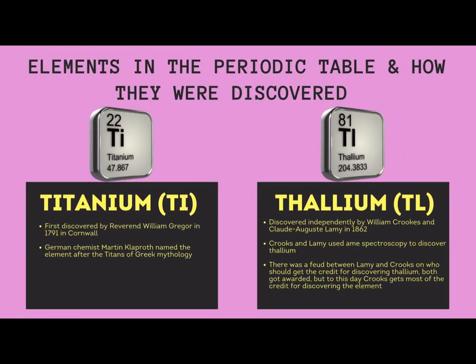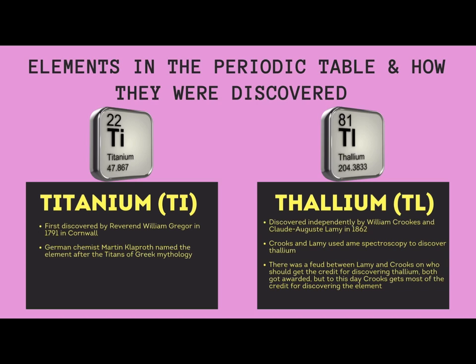Number 4. Titanium. It was first discovered by Reverend William Gregor in 1791 in Cornwall, after recognizing the presence of a new element in ilmenite in black sand in a stream. He noticed that the sand was attracted by a magnet, and soon found out that it contained two metal oxides, iron oxide and another which he could not identify.